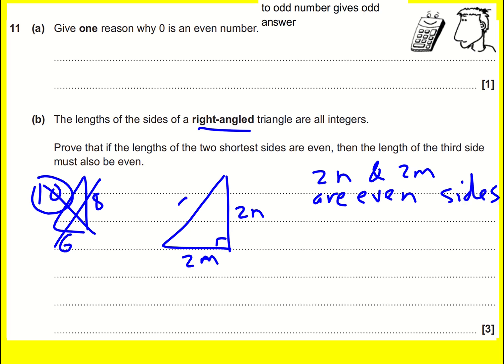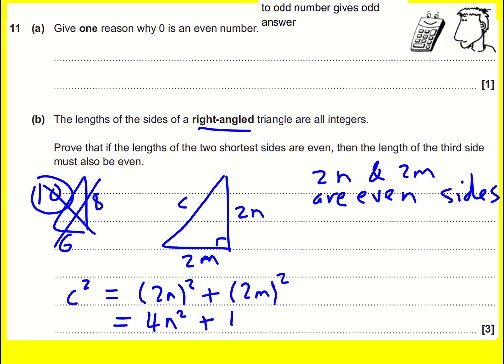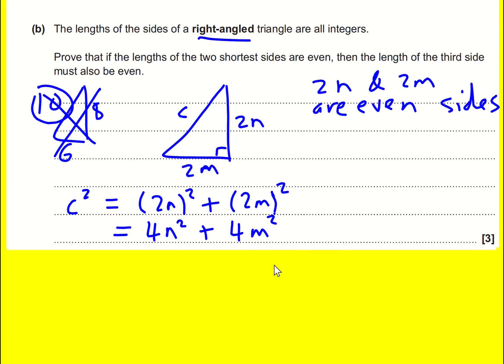So now I want to work out what c is, and I can use Pythagoras' theorem. It's going to be c squared is equal to (2n) squared plus (2m) squared, which I can then work out. If I square this, then it's 2 squared n squared, which becomes 4n squared, plus 4m squared. Okay, what to do from here?